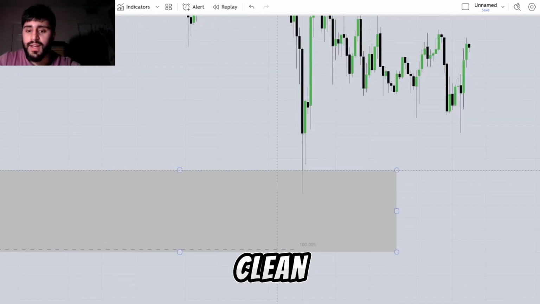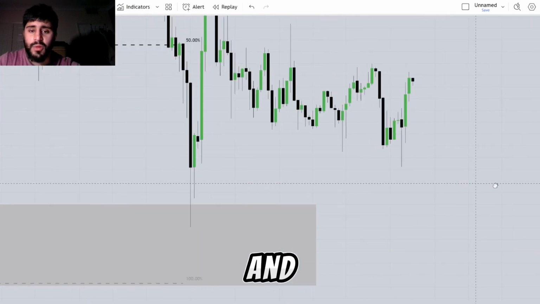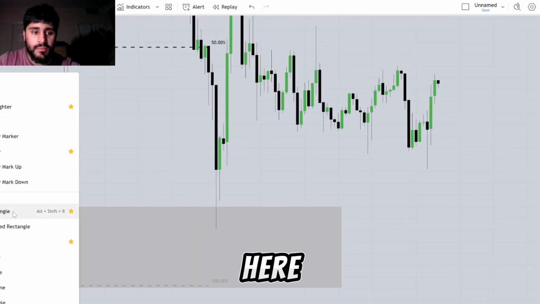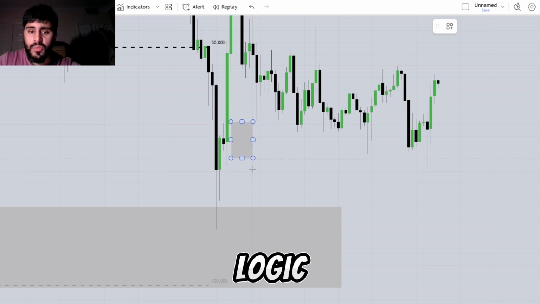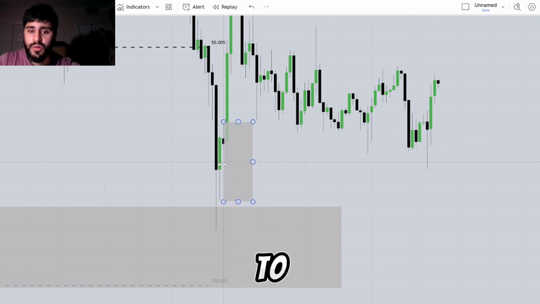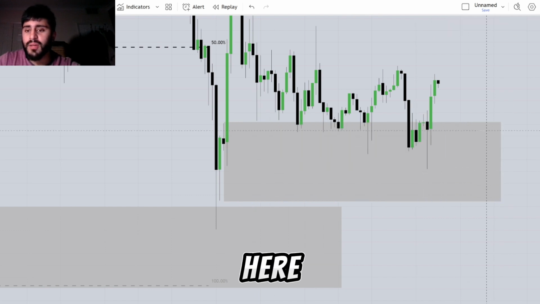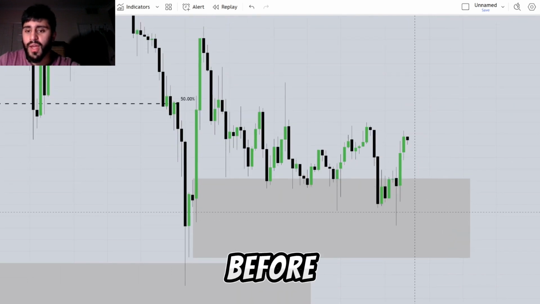So we have a very, very clean wick rejection over here. And we also have a second fair value gap over here. Following the exact same logic, we have a fair value gap resting in this region. We're just going to use this buy to sell wick region. And as you can see here, price tapped into this fair value gap before heading higher.